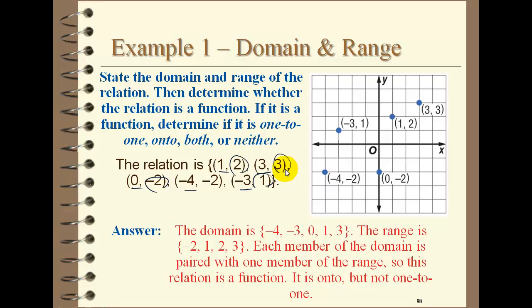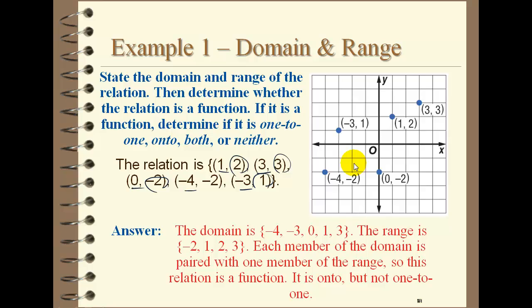And then, is this a function? If you look at each x that we have, when x is 1, there's 1 y. When x is 3, there's 1 y, 3. When x is 0, there's 1 y, negative 2. When x is negative 3, there's only 1 y, 1. And when x is negative 4, there's only 1 y, negative 2. So this is a function, and in a few minutes we're going to look at another way, when you have a graph, to more quickly tell if it's a function or not. But this is a function.